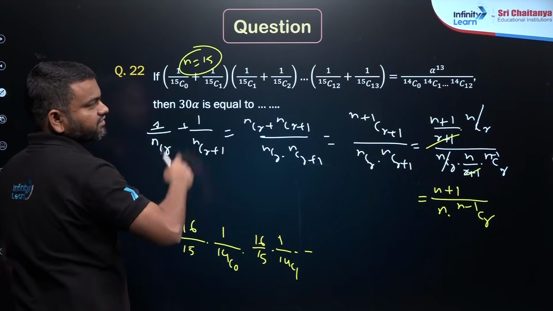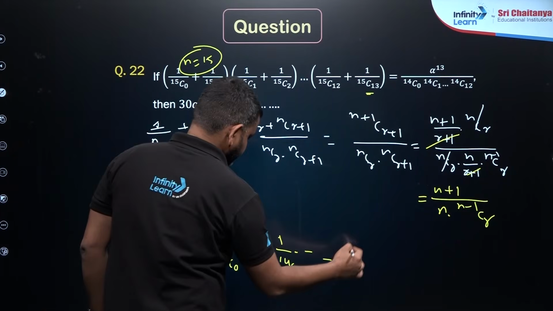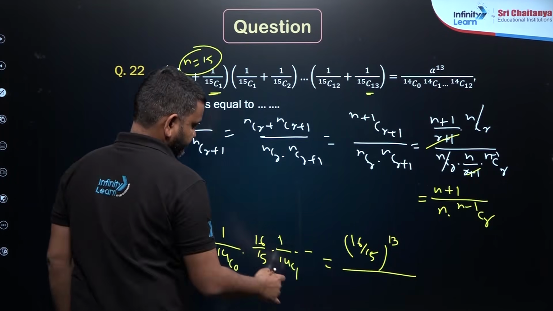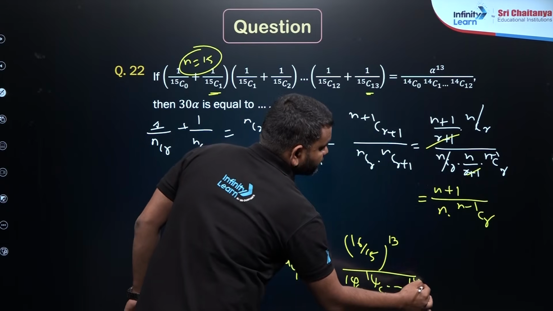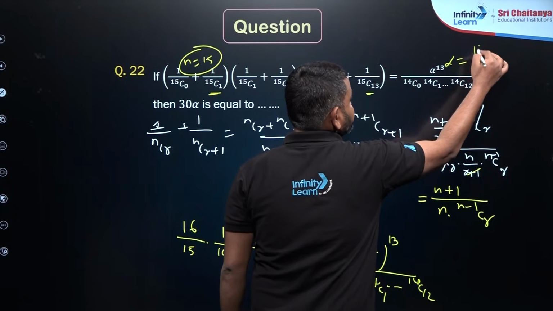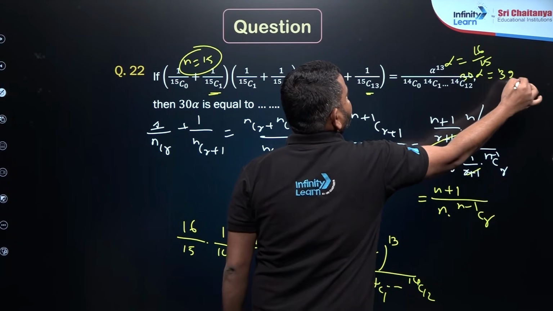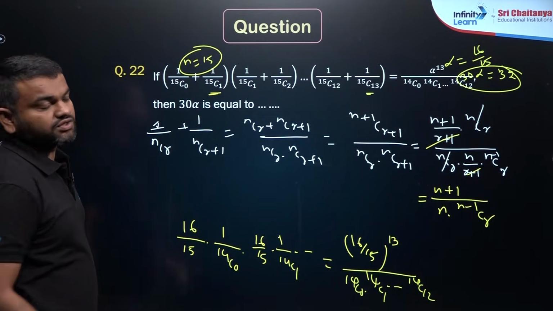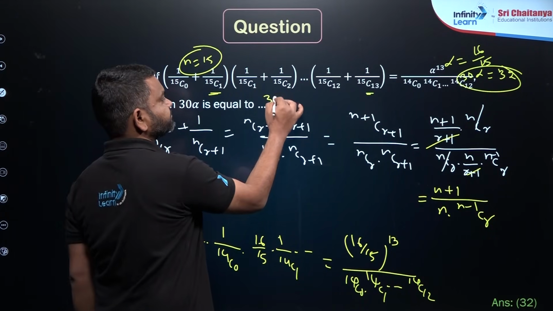That goes on like that, and it is happening 13 times, 1 to 13. So we are going to get (16/15)^13 divided by 14C0 into 14C1, and so on up to 14C12. So you can see here in place of alpha I have 16 by 15. Now 30 times alpha is going to be 32. If you simply multiply 30 on both sides, the 15 and 2 will get cancelled, 2 into 16 is going to be 32. So 32 is your answer here.